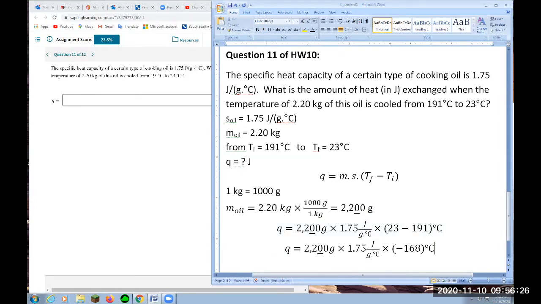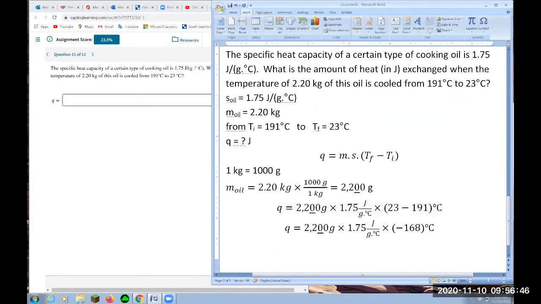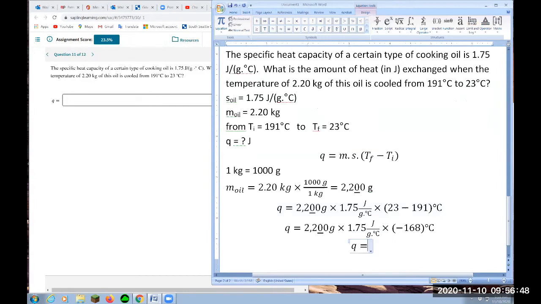2,200 times 1.75 times negative 168. Use the negative sign in parentheses from your calculator, not the subtract sign. That's equal to Q equals negative 646,800. That's the calculator answer for my case.